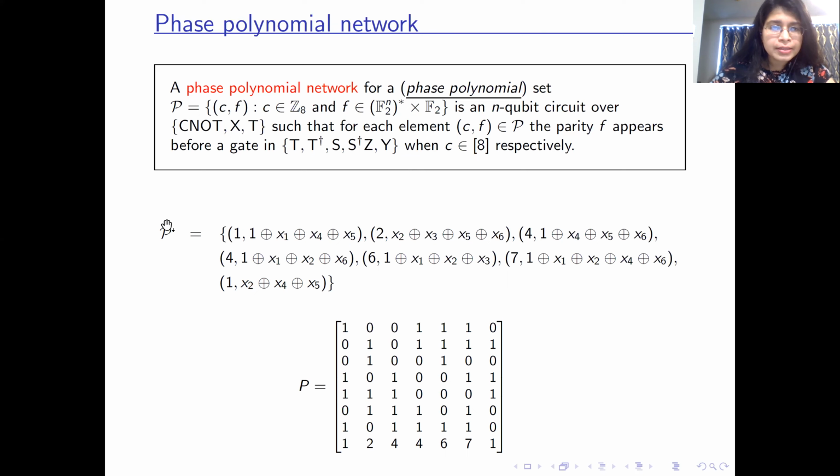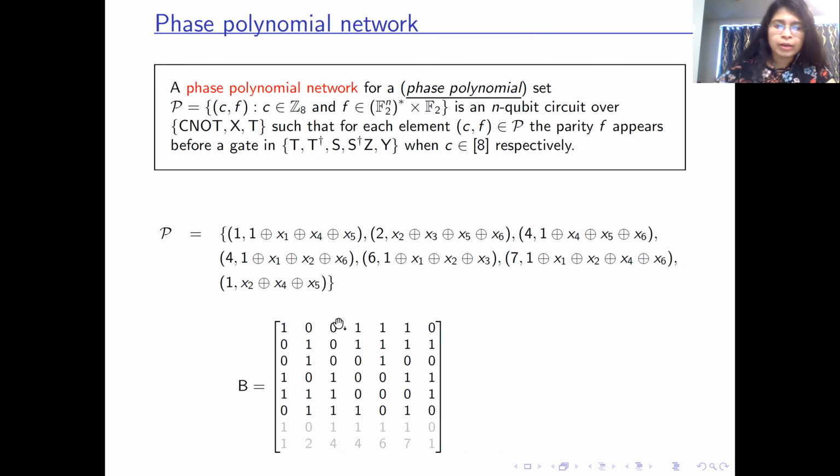For example, consider this phase polynomial. This can be represented in the form of a matrix where each column represents one such pair. The second last row is the bit flip term, like these ones, and the last row are the coefficients. Now, if we do not consider the last 2 rows, then we get a parity matrix.